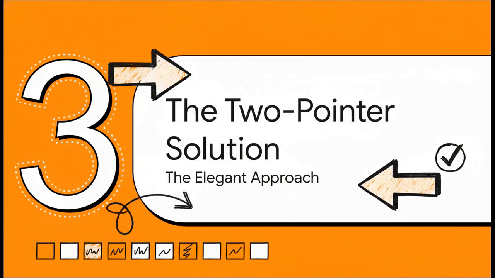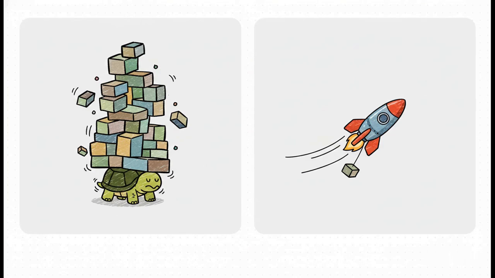And that brings us to the real star of the show today, the two-pointer solution. This technique is honestly just brilliant. Why? Because it completely avoids creating a new string. It does all the work directly on the original, messy input. Let's put these two ideas side by side so you can really see the difference.